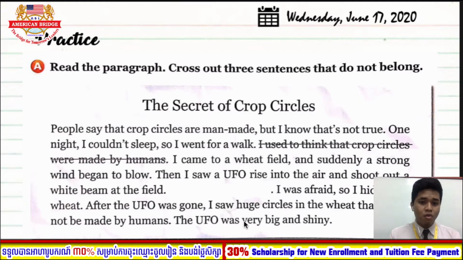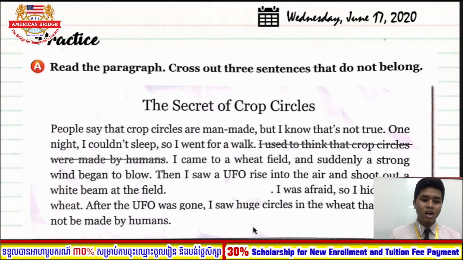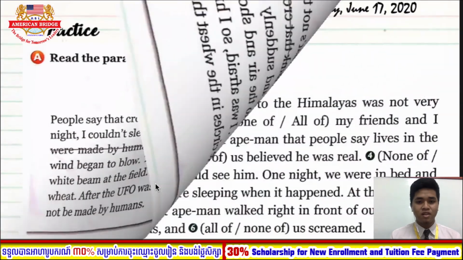The UFO was very big and shiny. So this one, is it relevant to be here? No, because it is not the time to describe the appearance of the unidentified flying object here. So this should be left out. So here is the appropriate information about the reading passage. Now everyone, let's move on to the next activity.